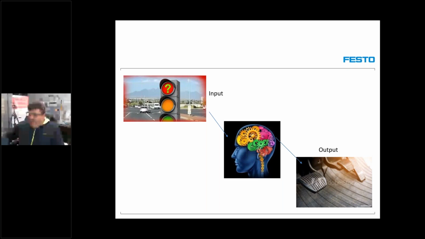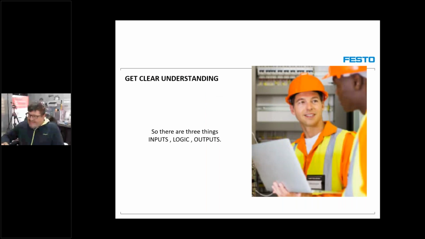I want you guys today to get a clear, absolutely clear understanding. There are three things: inputs in a PLC, logic, and outputs. You need to know what all the inputs are, what the logic is all about, and also what the output is all about.